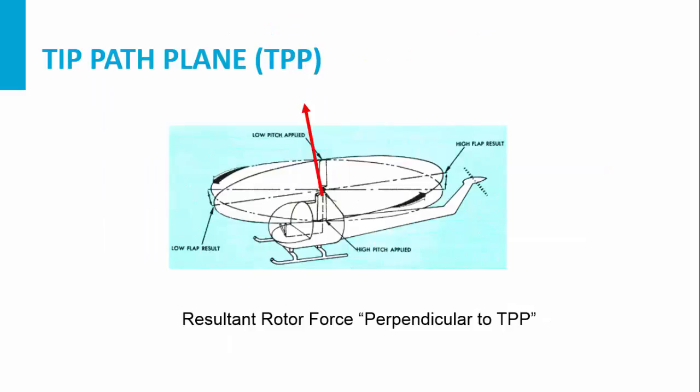One can see that we have the notation TPP, which stands for tip path plane. What is the tip path plane? The tip path plane on a helicopter, or the disc plane, is defined as the plane formed by the tips of all blades in a helicopter. The resultant rotor force is perpendicular to the tip path plane in equilibrium flight.